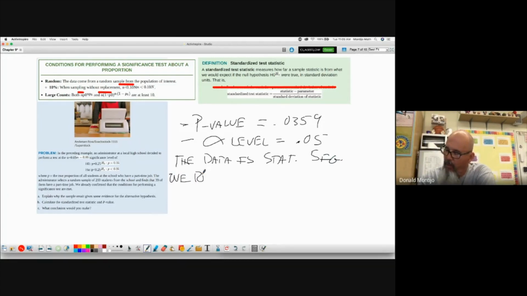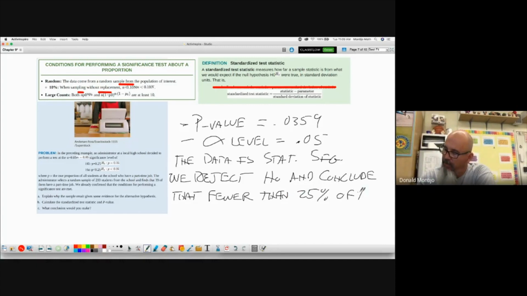We reject the null and conclude that fewer than 25% of the students at our school have part-time jobs.